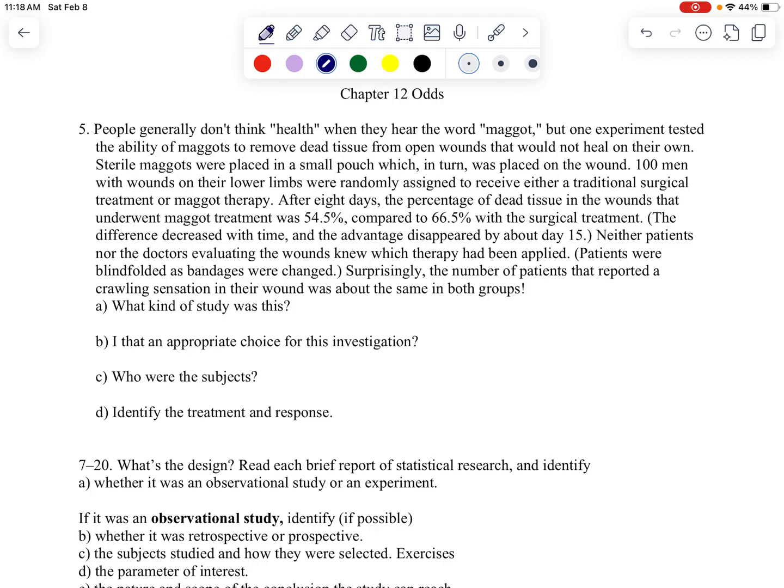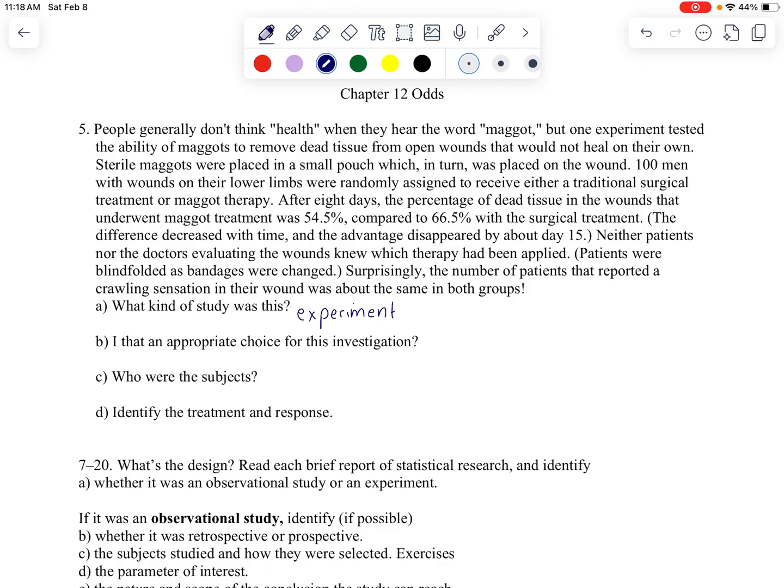Neither the patients nor the doctors evaluating the wounds knew which therapy had been applied. Patients were blindfolded when the bandages were changed. Surprisingly, the number of patients that reported a crawling sensation in their wounds was about the same in both groups. So, first of all, what kind of study was this? Again, we're choosing between an experiment or an observational study. And this one is going to be an experiment.